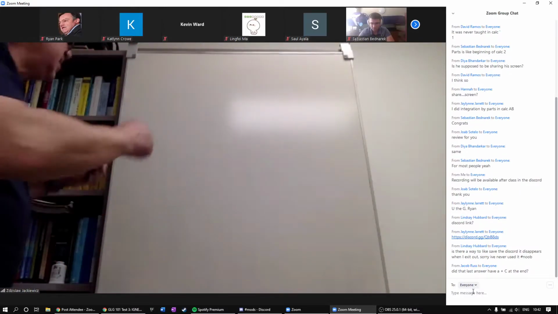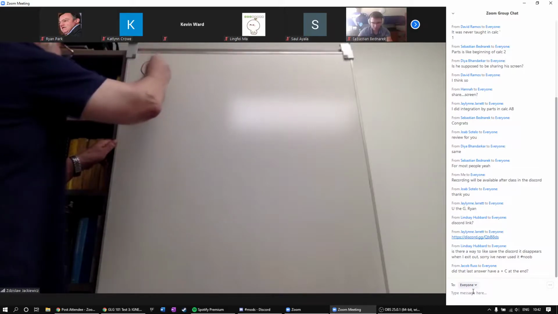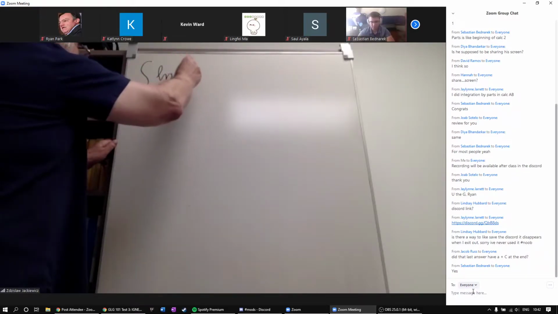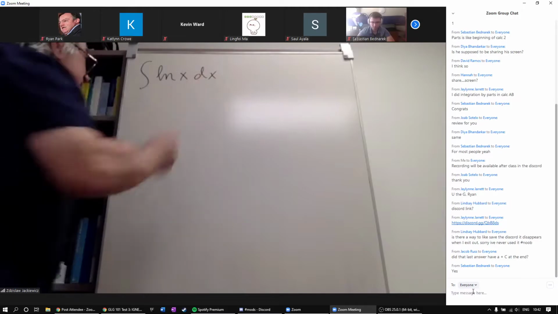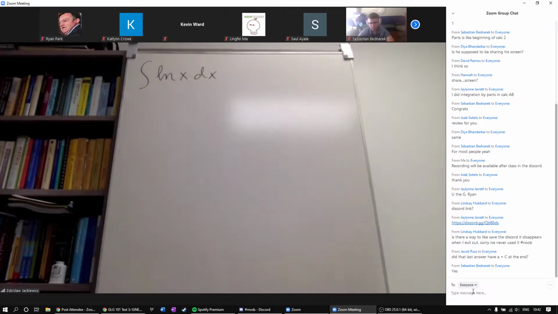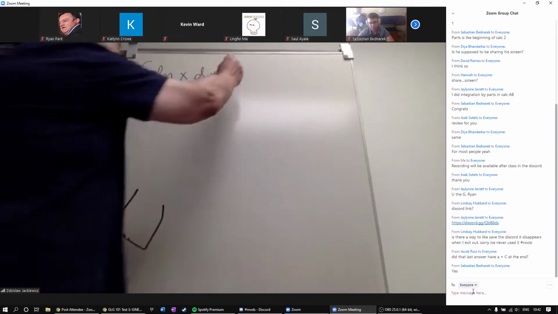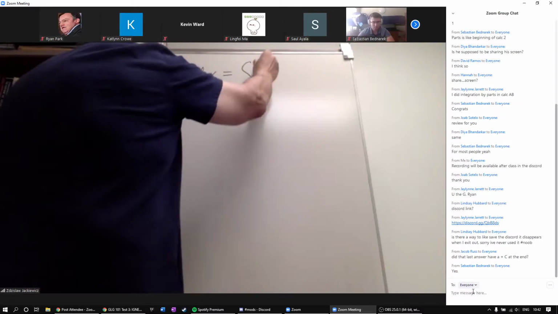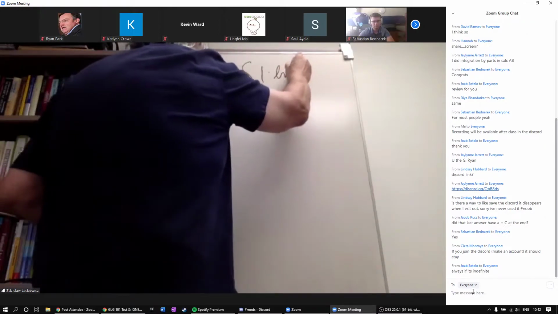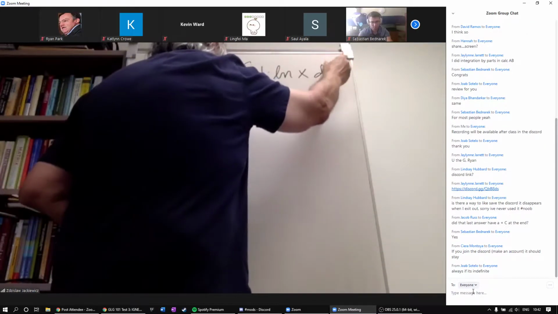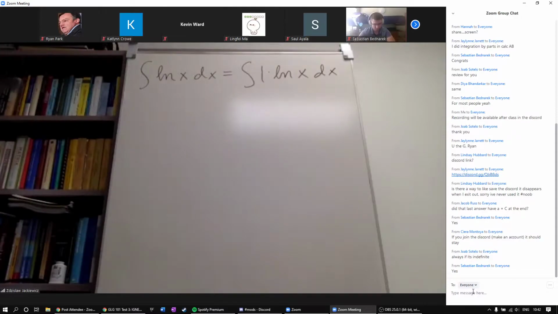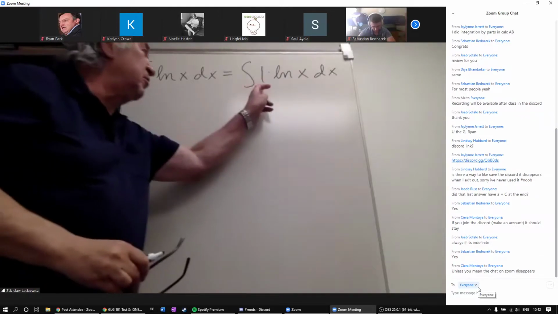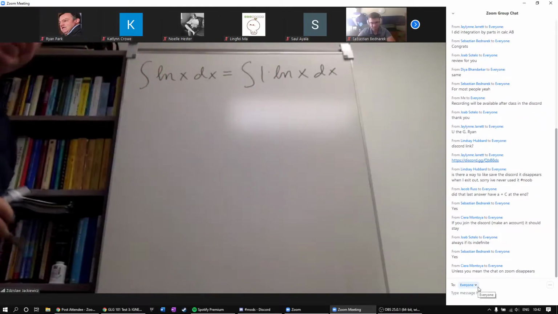So we would like to integrate ln of x dx. Well, we don't have two functions, so let's introduce a function in an artificial way. Let's write this like this: 1 times ln x. Nothing changed, I just put 1 over there. Now we have two functions. The formula for integration by parts needs two functions, so 1 and ln of x.